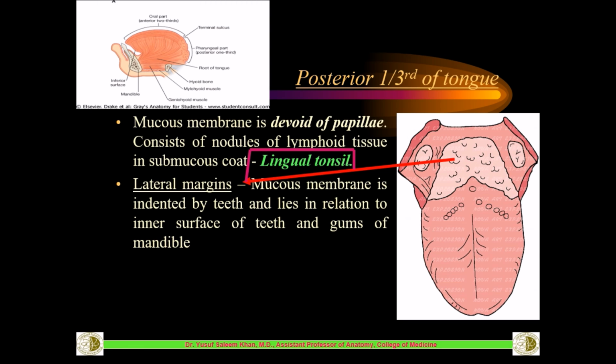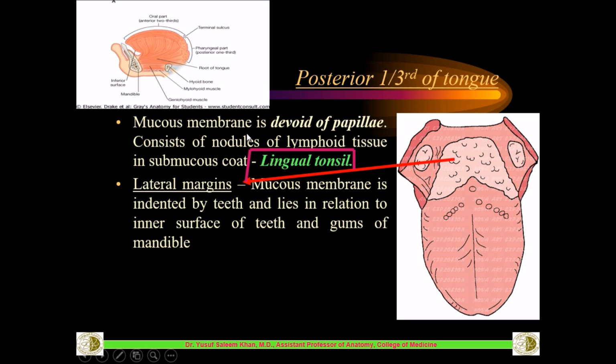The posterior one-third of the tongue, as I said, is structurally totally different from the anterior two-thirds. Even though it is rough, this part doesn't have the papillae. So it is devoid of papillae. Devoid means they are not present. So there are no papillae in the posterior one-third of the tongue. The anterior two-thirds is covered by a lot of papillae, but the posterior one-third is devoid of papillae. But still it is rough.